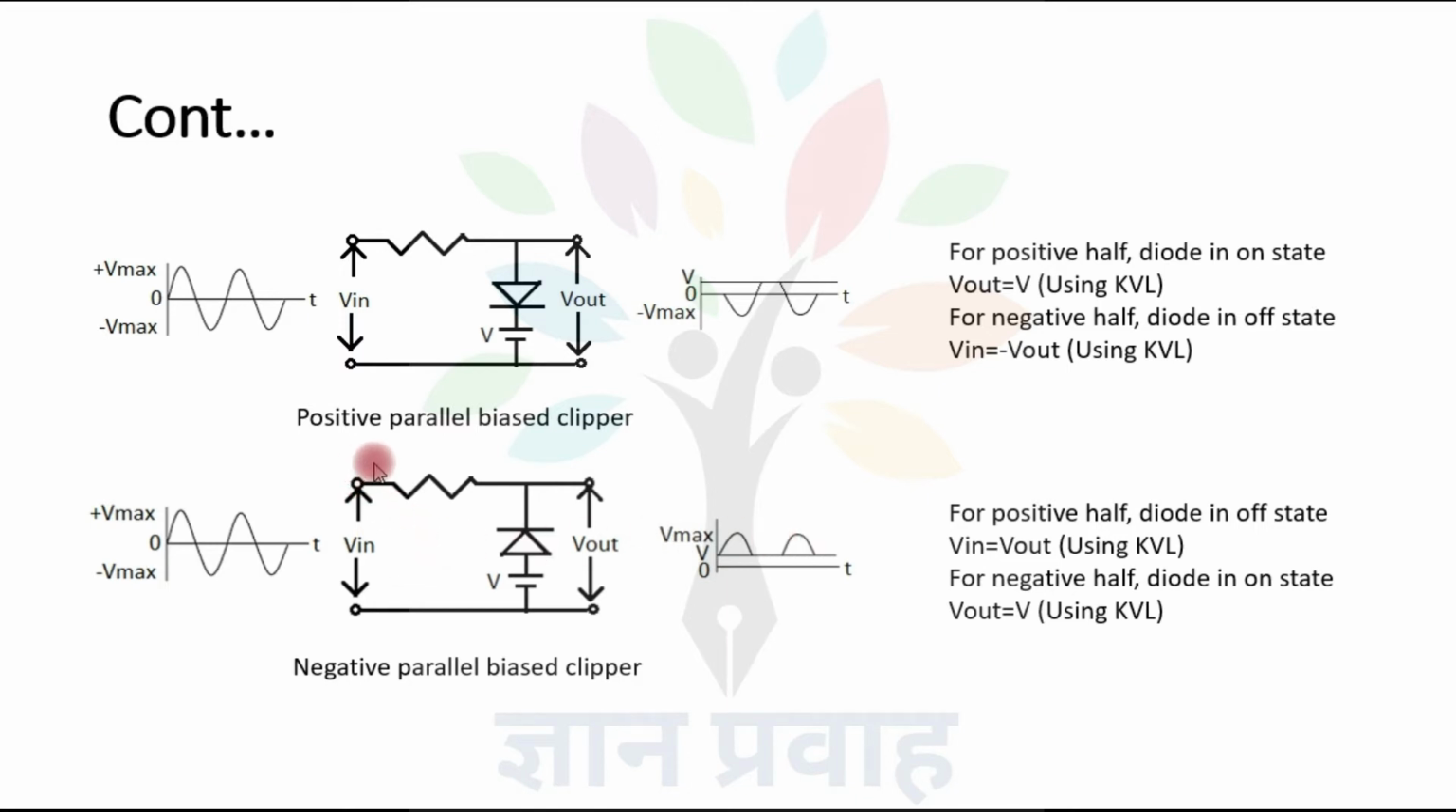For the negative half, this terminal is negative, this one is positive. This terminal is negative means this diode is operating in forward bias, or in on state, depending on the voltage available at this V volt. So by applying Kirchhoff's voltage law in this output loop, V out equals V. So V out equals V for the negative half, and here we are taking V as a positive voltage. So the level is shifted like this.